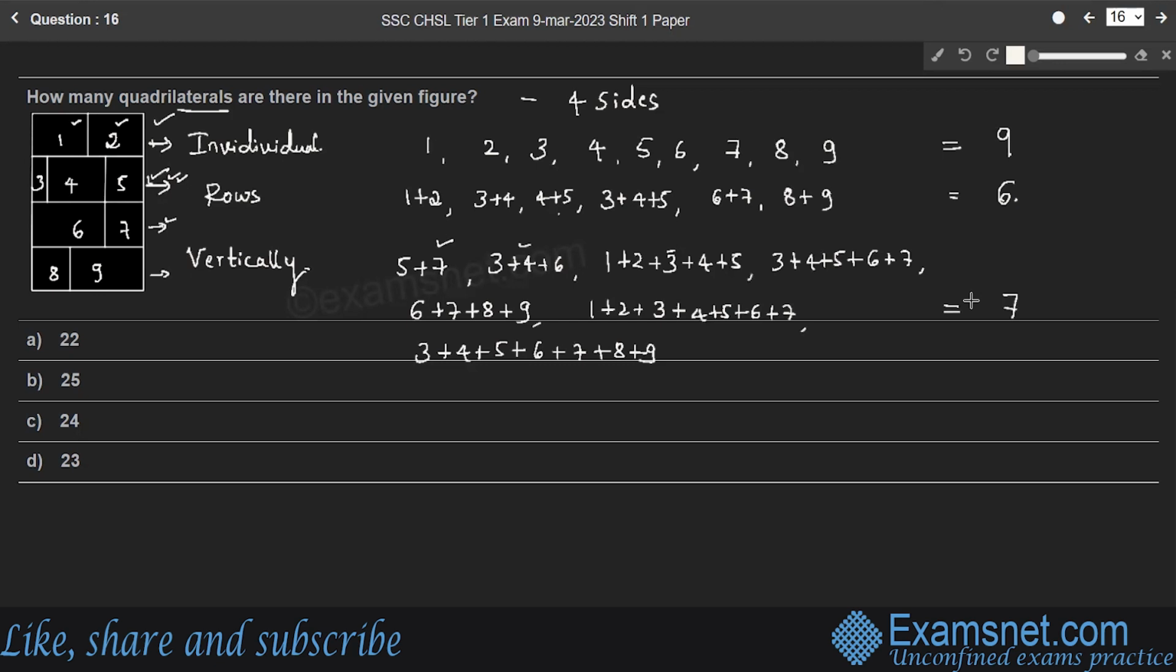7 quadrilaterals. Right? So now there is a big quadrilateral which is already given, combining all the small quadrilaterals, 1, 2, 3 up to 9. So there is one big quadrilateral. Right? So totally there are 9 plus 6, 15 plus 7, 22 plus 1, 23 quadrilaterals in the given figure. Therefore, option D is the right answer.